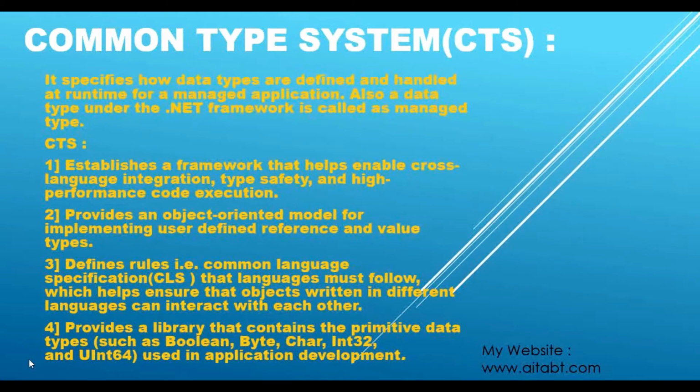Fourth, it provides a library that contains primitive data types such as boolean, byte, char, int, and uint used in application development. These are all primitive types, also called built-in types. We will be discussing all of these in this tutorial, so don't worry about that.